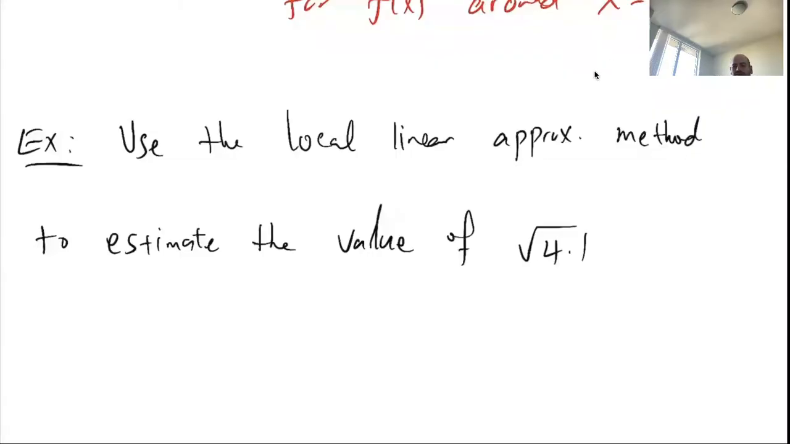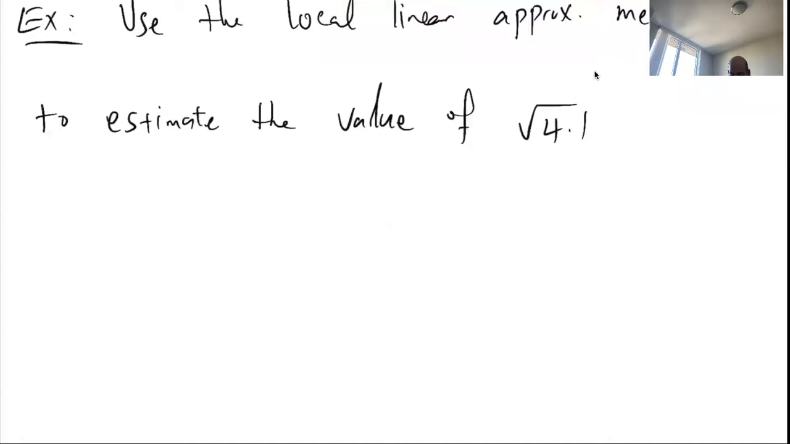Okay, so what is our function here? Because when we say local linear approximation method, we need to have a function f of x, and we need to have a fixed value x equals a, and some x close to a. So we need to figure out each of these quantities. So first, find out about the function f of x.